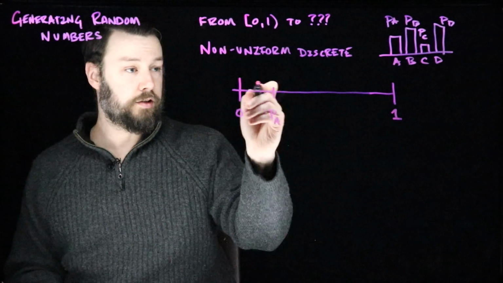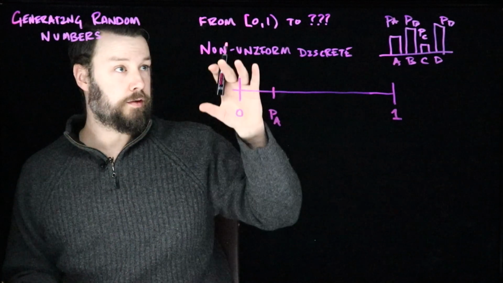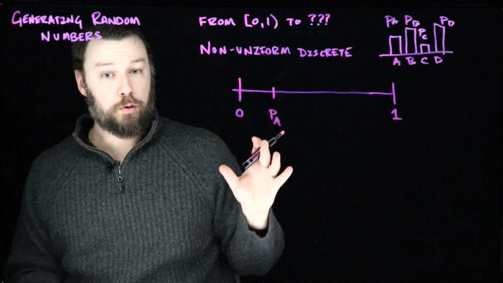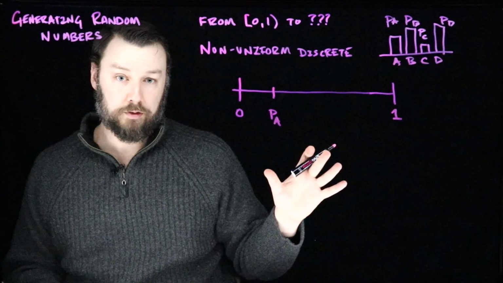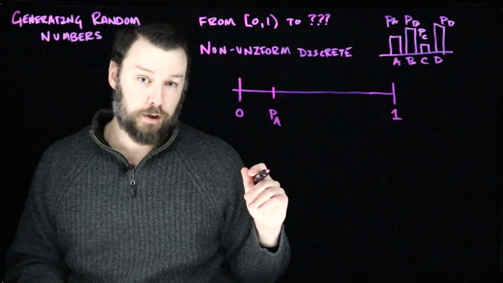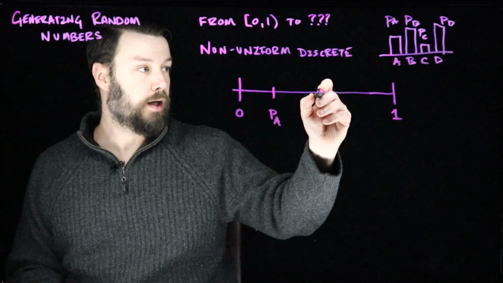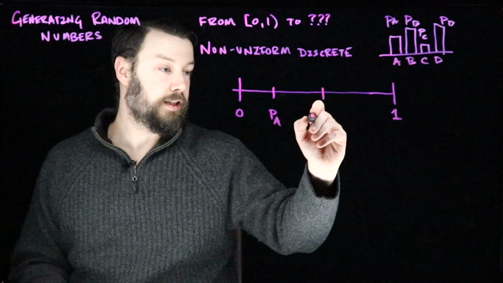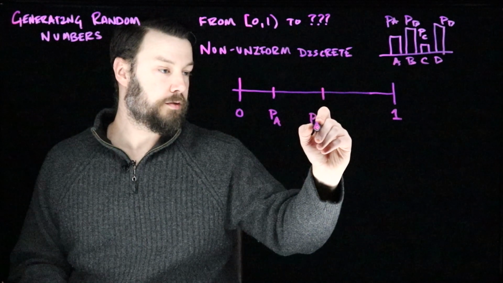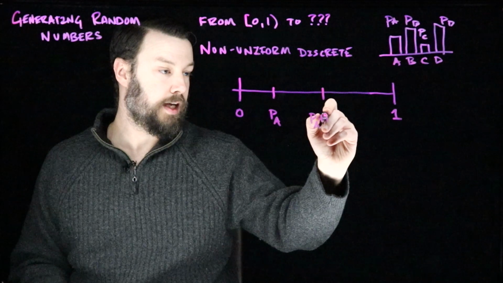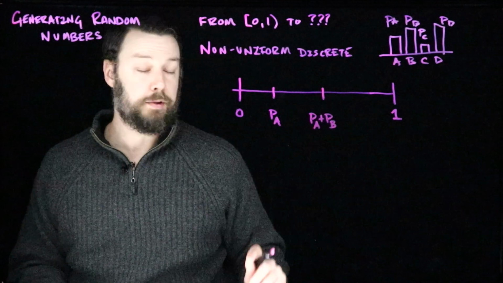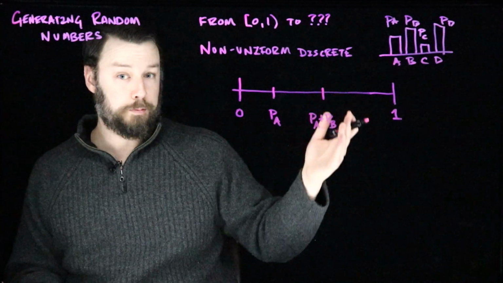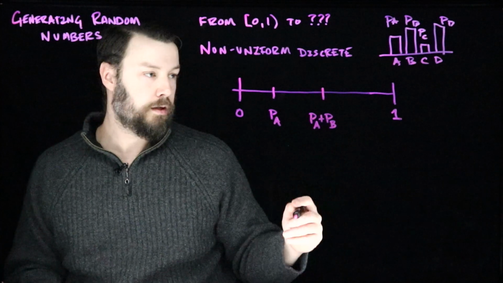Okay, so this is a little bucket where if the number that we draw falls into that, then we're going to return the value A. Now what we need to do is divide up the remaining amount among the rest of the possible outcomes. So I'm going to next put a line for PB, but instead of just PB by itself, it needs to be PA plus PB. So now if I fall into this bucket, I'm going to return B for my random number.